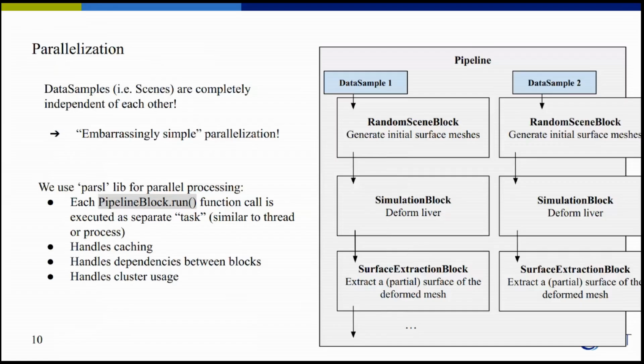It's a really nice library that basically handles all of the pushing to our cluster for us, handles caching. That's a really important aspect when you're trying to simulate 100,000 scenes with soft tissue deformation, and you always get issues halfway through. If you don't have caching, then you have to rerun everything. With Parcel, we spent so much time trying to fix that ourselves, and now Parcel basically handles this for us by checking which pipeline blocks still need to run for a certain data sample.